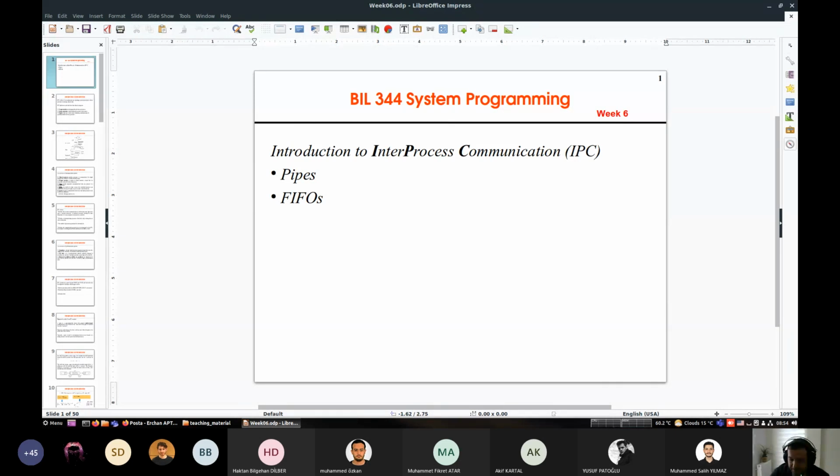IPC. Now let's forget daemons, because we have something more important to talk about. Inter-process communication. These 3 letters, what do they mean?